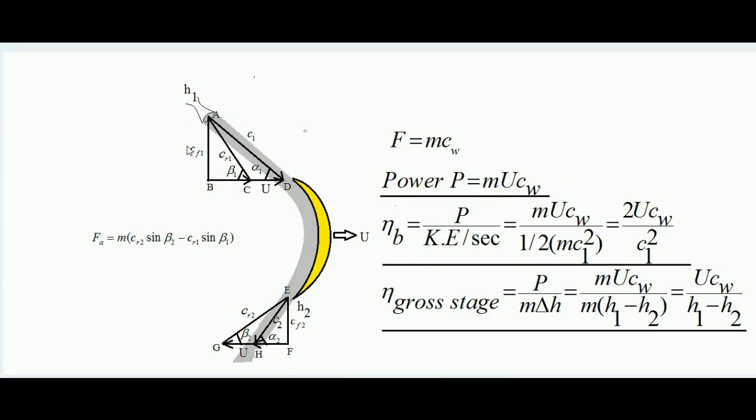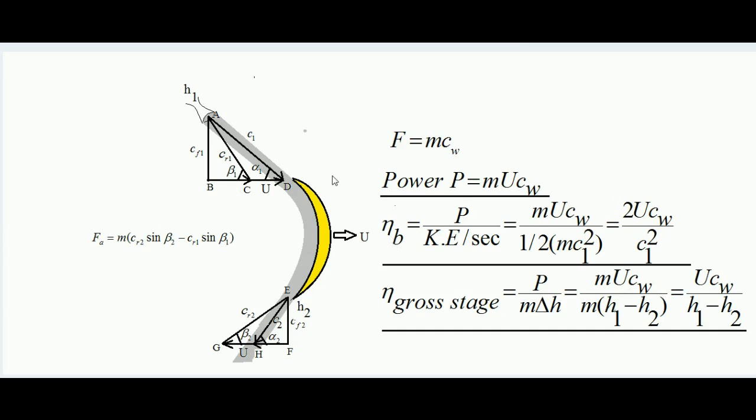Now we will learn how much power is developed over the blade. See, power has its formula, that is force into velocity. So the force developed in horizontal direction over the blade is mCw. And the velocity of the blade in horizontal direction is U. So power equals m U Cw. This is the power developed.